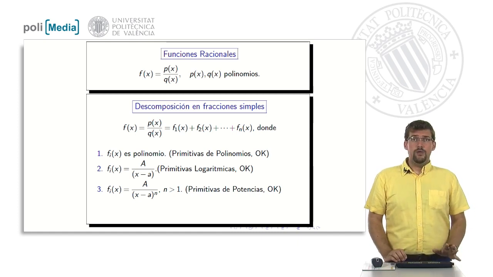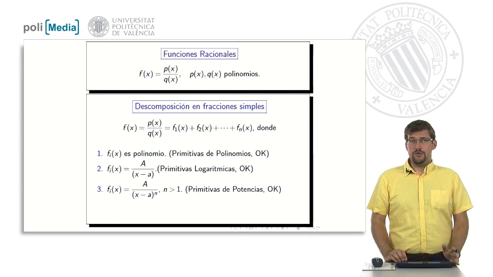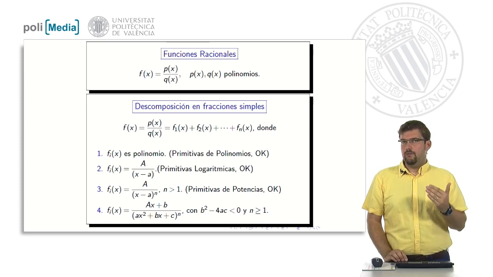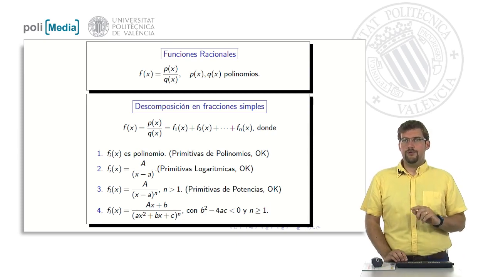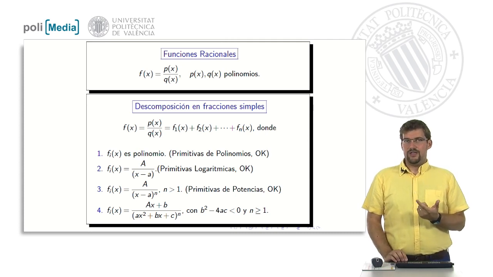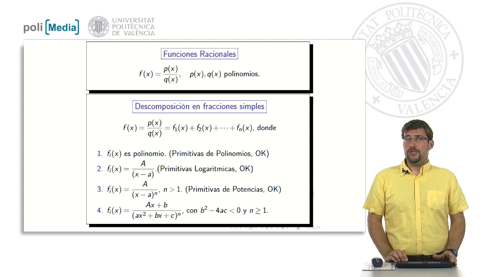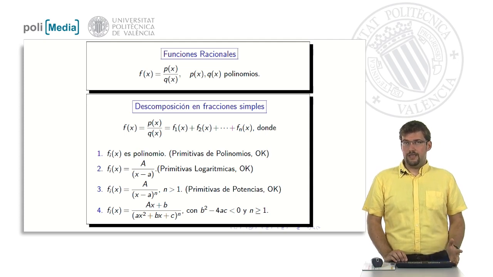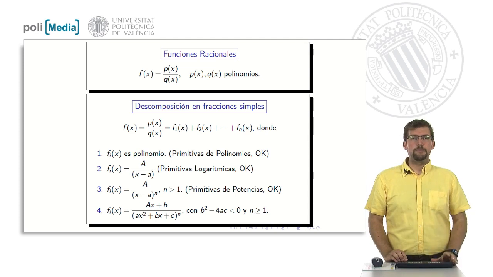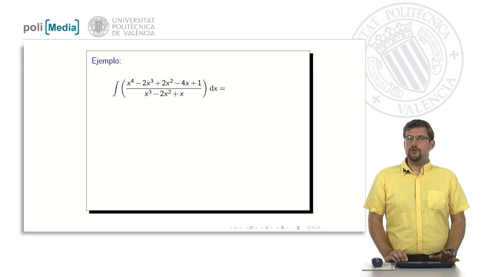And the very last type that can appear in these decompositions would be written the following way: ax plus b above, a polynomial of degree 1, and below a polynomial of degree 2 raised to a certain exponent, where the polynomial ax squared plus bx plus c has no real roots, it has its discriminant negative. In this session we are going to focus only on studying what happens when the functions that appear are of type 1, 2 or 3, just for simplicity's sake. Let's see all this in a practical example.